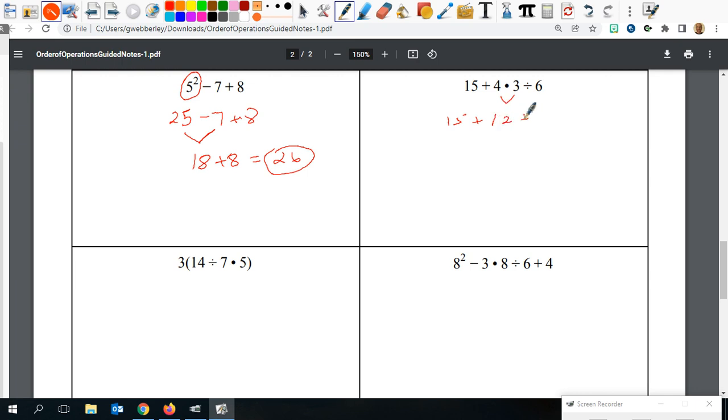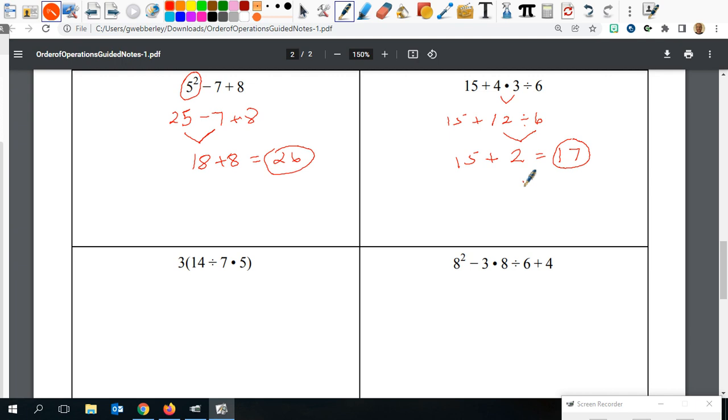Okay, what do we do next? Add or divide? Yeah, we want to divide. If I say 15 plus 12 first before I divide by 6, that's going to give us a wrong answer. We've got to divide next before we add. And so we're going to say 15, now that's going to be plus this number of 12 divided by 6, which is 2. And so our final answer, 17, is what you should have.